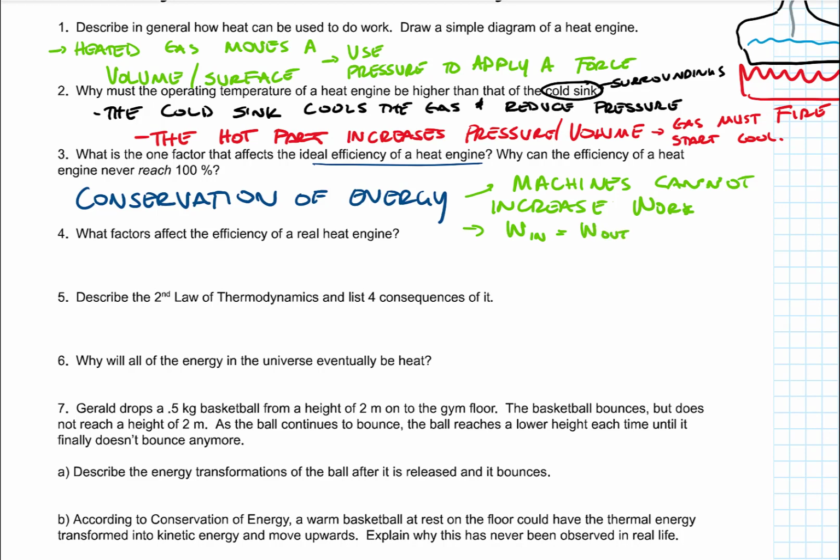That's how it works. So the things that affect the efficiency of a real heat engine are heat loss and friction. Those two things always happen, and anytime we lose heat to anything, that reduces work output.